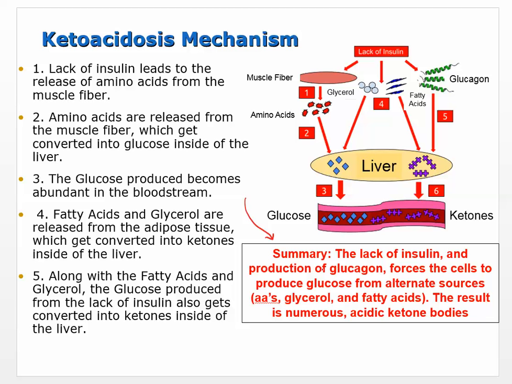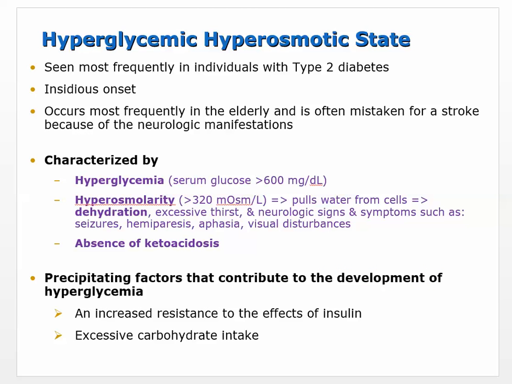And so with the lack of insulin and the production of glucagon, you don't have enough glucose in the cells, so it's going to force the cells to produce glucose from alternate sources, and that means the amino acids, the glycerol, and the fatty acids. Then that's going to increase the production of acidic ketone bodies. Excuse me.